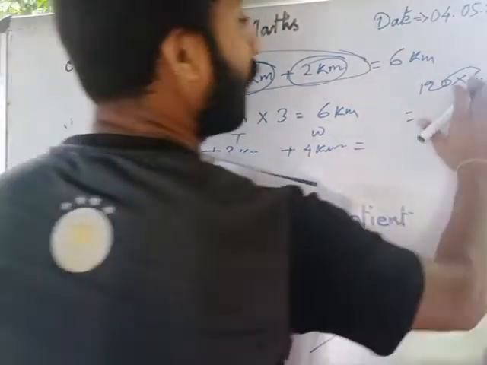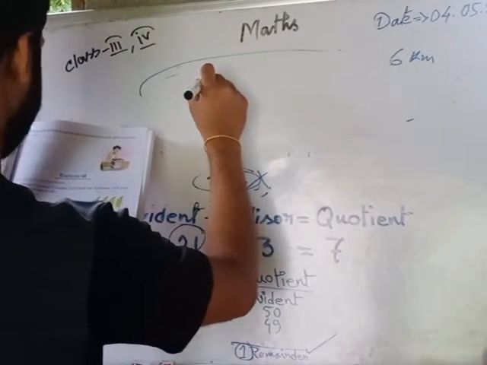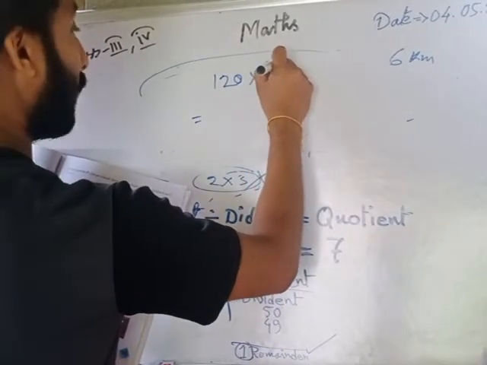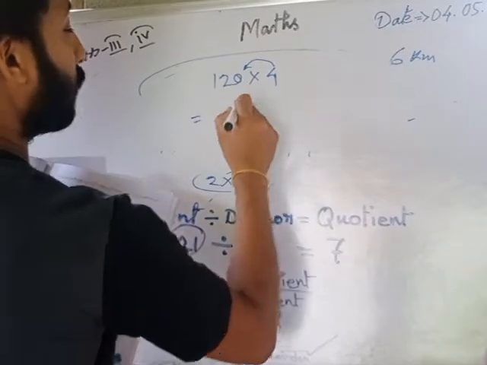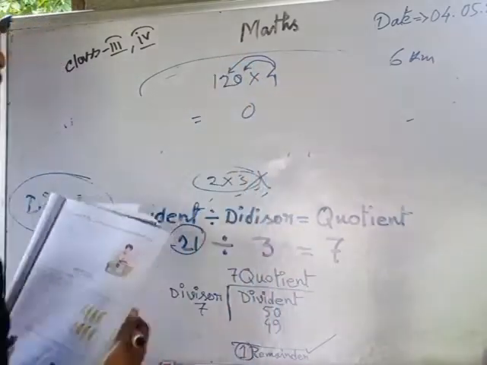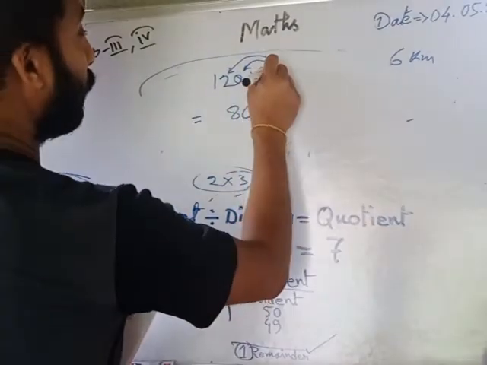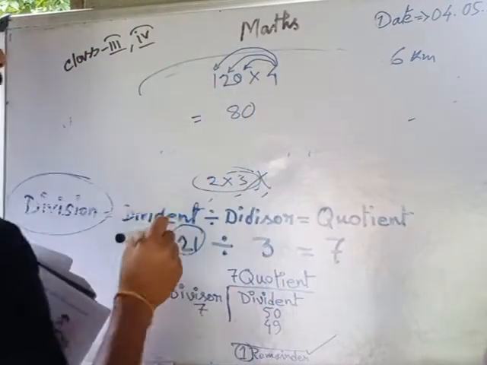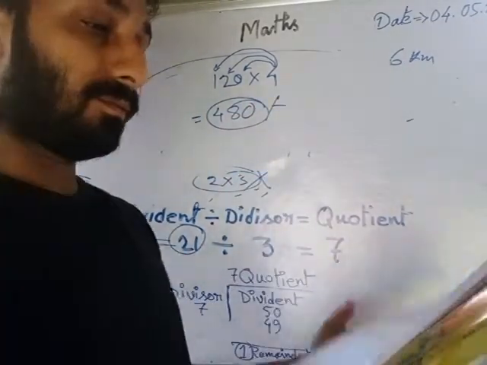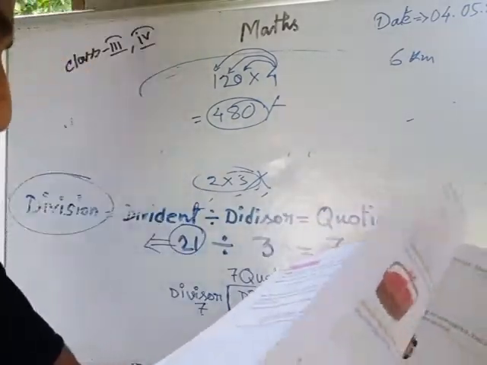Suppose it is 120 multiplied by 4. At first we should multiply 4 with 0, that is also 0. If any number is multiplied with 0, that is also 0. After that, next left, 4 twos are 8, so we should write 8 here, no carry. Next, 4 ones are 4, so we should write 4. That means 480 money will be spent on 4 such books.